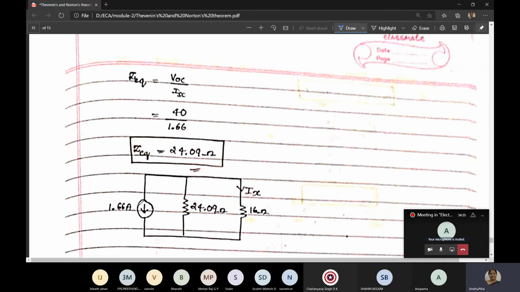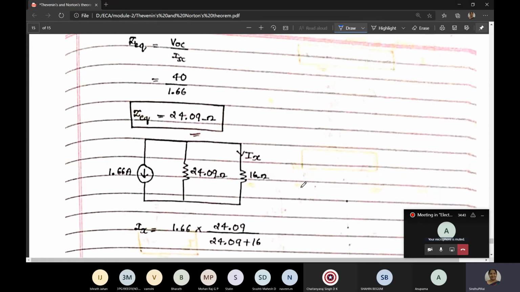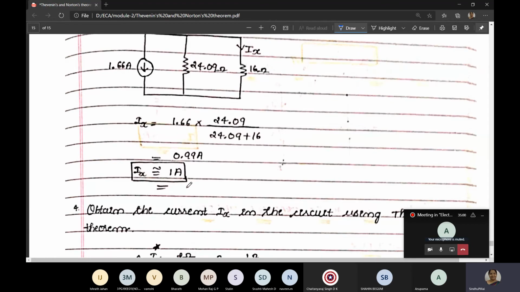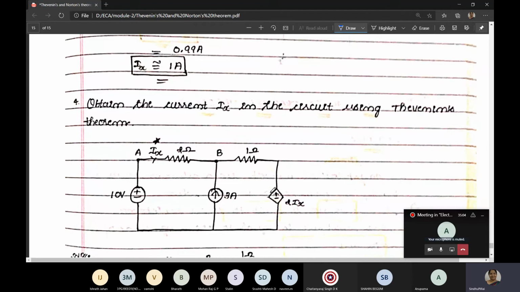So Z equivalent we got is 24.09, and then write the Norton's equivalent circuit. This is one important point. And what have they told you to find? They have told you to find the current through the 16 ohm resistor. So the current through the 16 ohm resistor is the main current into the resistance of the opposite branch divided by the sum of resistances. Using this formula, we'll get it as nearly 1 amp. So this is one of the examples.